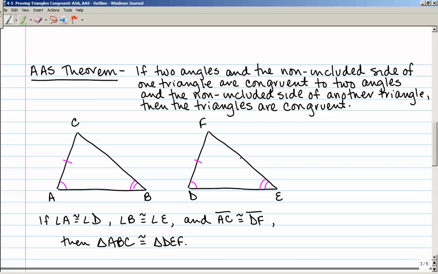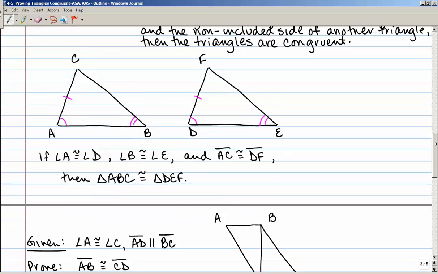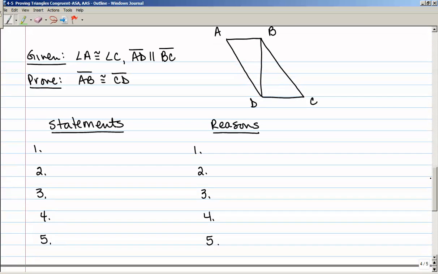So if two angles and the non-included side of one triangle are congruent to two angles and the non-included side of another triangle, then the two triangles are congruent. Let's take a look at how we would use this in a proof.